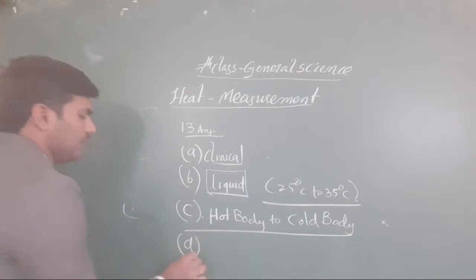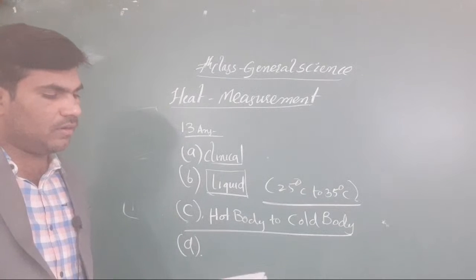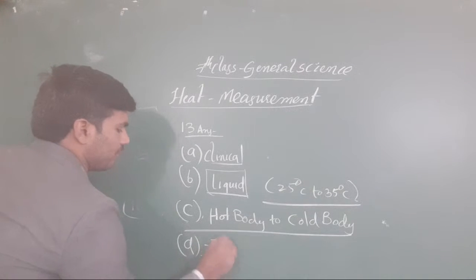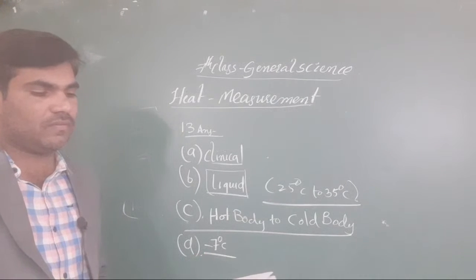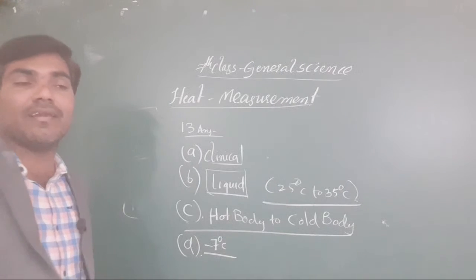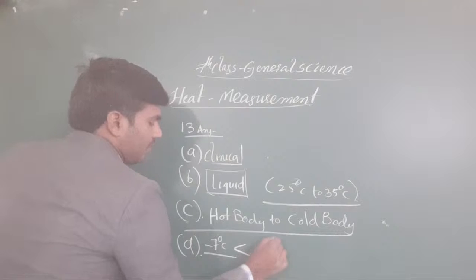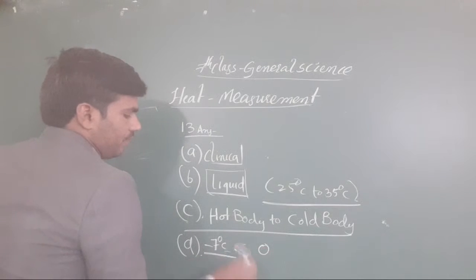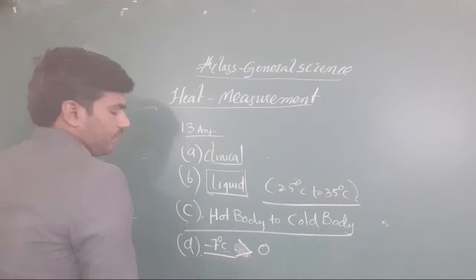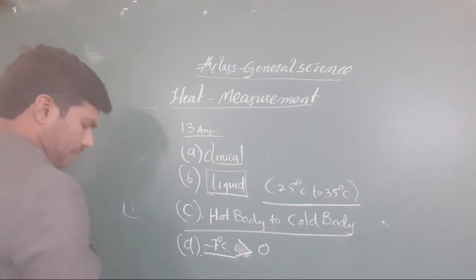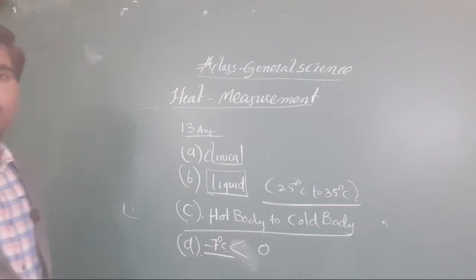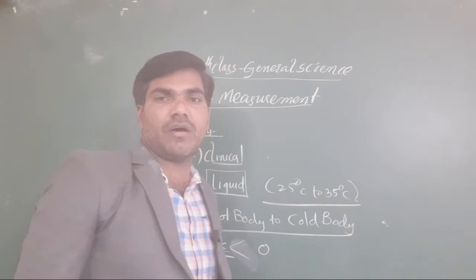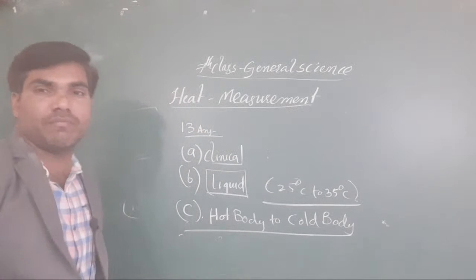Come to the 13th D. What is the 13th D? Minus 7 degrees centigrade temperature is less than, okay? Got it or not? Which one is the greatest temperature here? Our 0 degree centigrade is the greatest temperature.